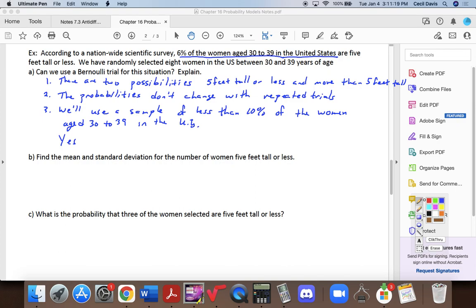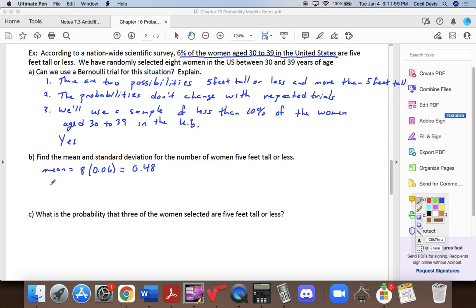So now we want to find the mean and the standard deviation. The mean is n times p. So there were 8 women, times 0.06, is 0.48. If you only pick 8, you only have about a 50-50 chance of picking one that's 5 foot tall or less.